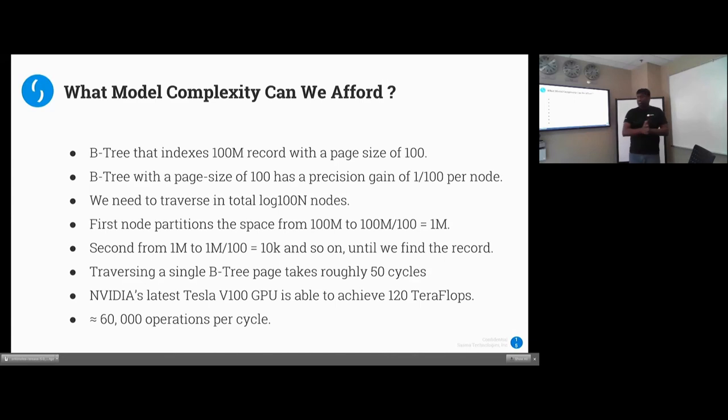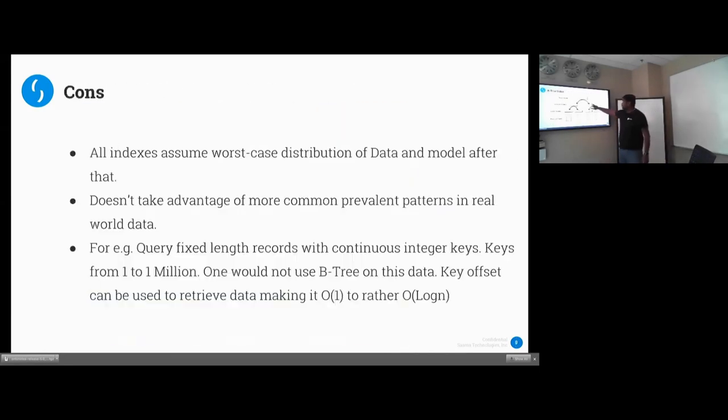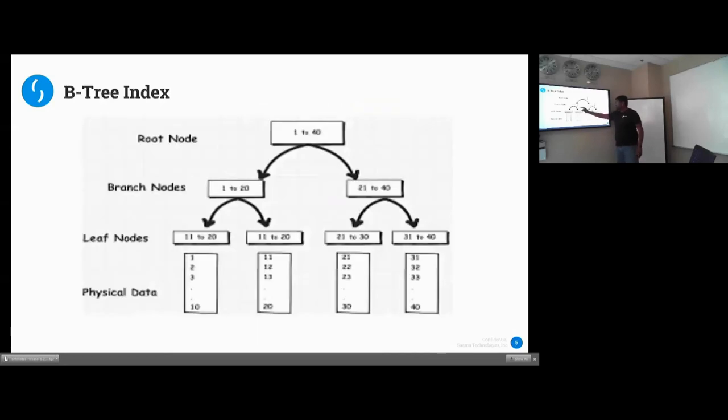So let's think about this particular aspect. What is the model complexity that we can afford from a B-tree perspective? If you look at the first diagram that I pulled up, I have 1 to 40 as a B-tree index, with two nodes which are splitting. So the access cost is going down, right?